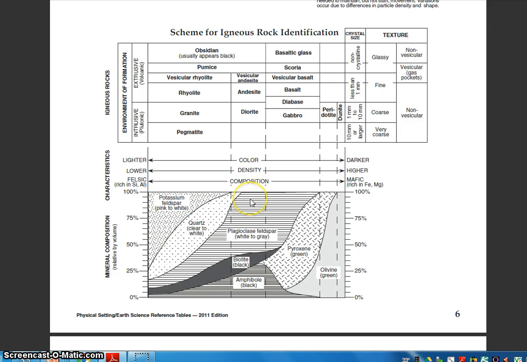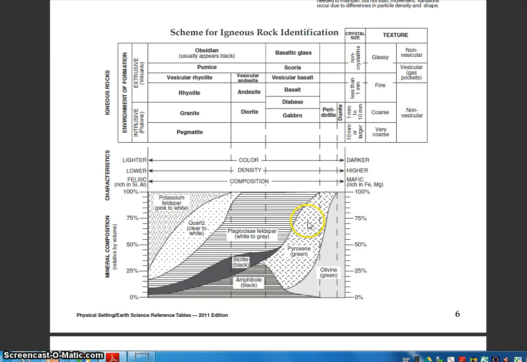Down in the bottom, we notice a table showing you mineral composition. On the left-hand side, we have minerals that are mostly felsic, meaning rich in silicon and aluminum, such as quartz. Quartz is a felsic mineral. It's light in color. On the right-hand side, we have minerals that are darker, such as pyroxene, and also hornblende, which is amphibole. These are minerals that are very dark. These minerals are mafic.